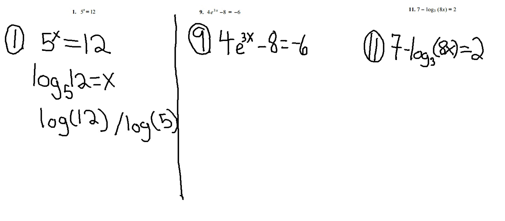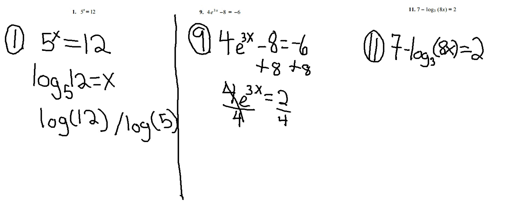4 is not part of it. 4 is multiplied. So what we're going to do is we're going to get it by itself. So we're going to add 8 on both sides. And that's going to give us 4 times e to the 3x equals 2. Okay? Then we're going to divide by 4 on both sides. And that will get us e to the 3x by itself. So we get e to the 3x equals 2.